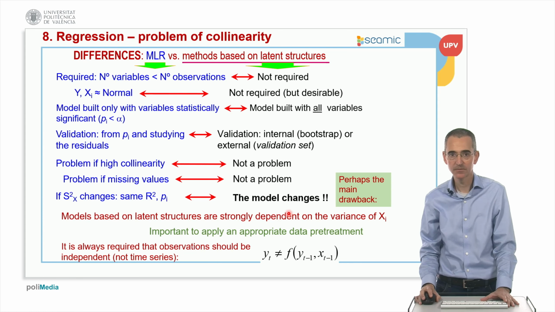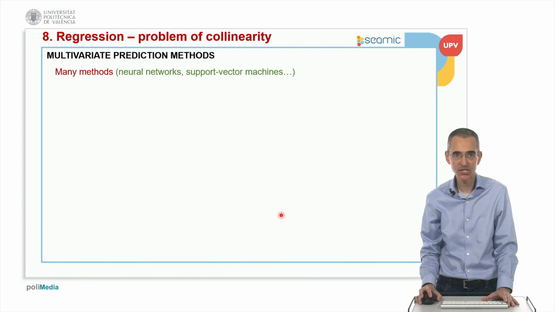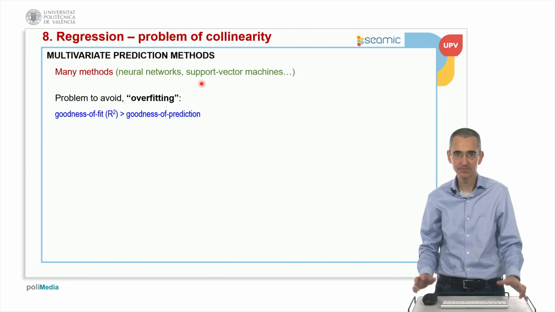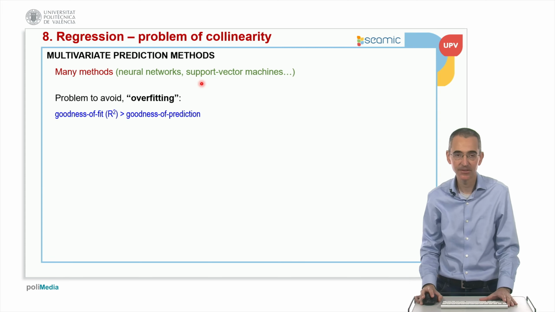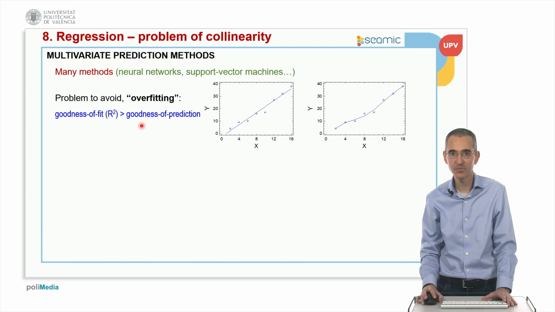Okay, important. So what are the kinds of multivariate prediction methods that can be used? There are a lot of them. Probably the most famous ones are neural networks and support vector machines, which are becoming quite famous. Well, one of the problems of many of these multivariate prediction methods is overfitting. What does it mean? Overfitting is when the goodness of fit is higher than the goodness of prediction.